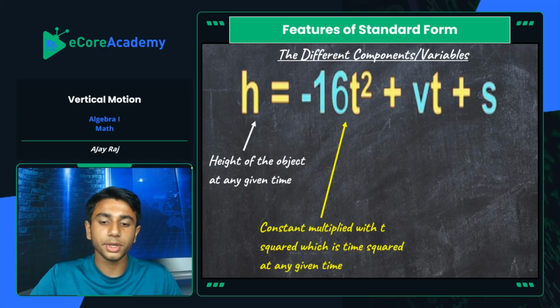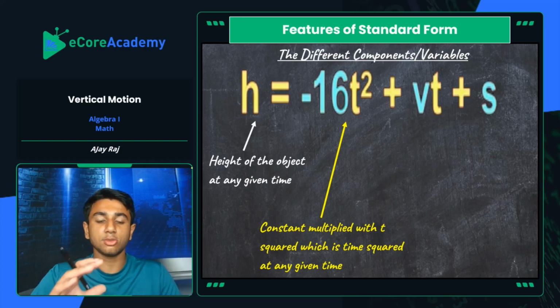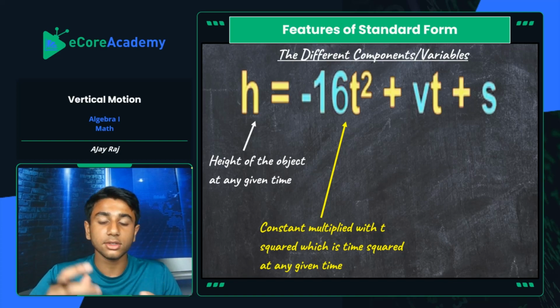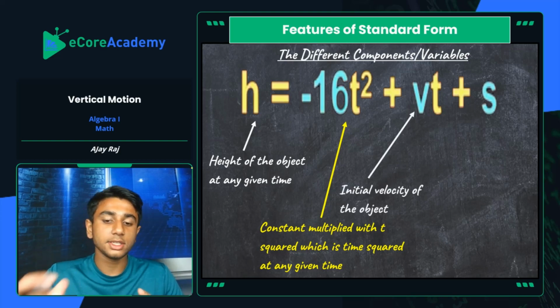And then, our negative 16 is going to be multiplied with t squared, which is time squared at any given time. This is just a specific property that gravity has, so you're always going to be multiplying negative 16 to t squared, which is just scientifically proven. It's just a scientific property. And t squared is time squared, t being your time.